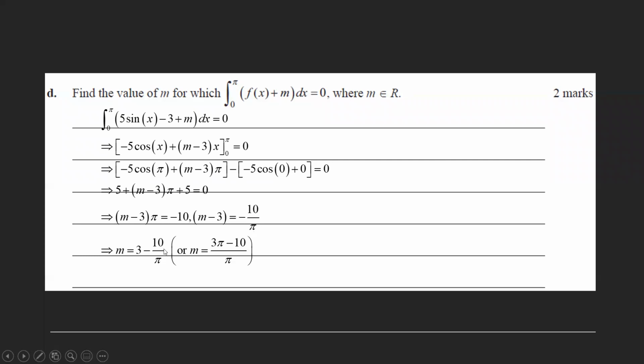Therefore, m is 3 minus 10 over pi. Alternatively, if you want to combine these two terms, you can write it as 3 pi minus 10 over pi. But try not to make any mistake if you want to over-engage. I think this one should be sufficient. All right, it's a correct answer. These two are equivalent forms. All right, so that's question 4, part D. Okay, now let's look at the next part.